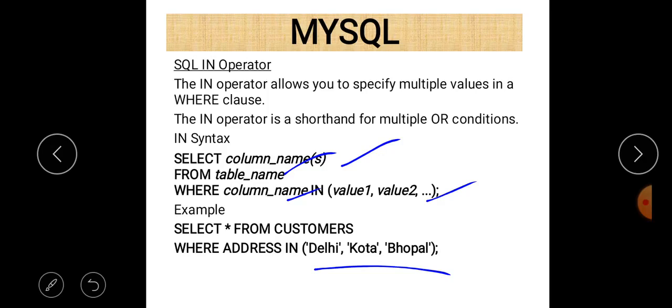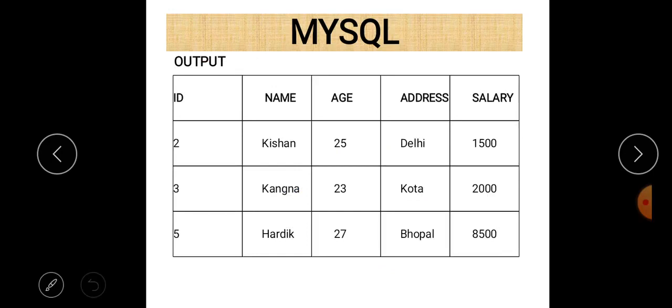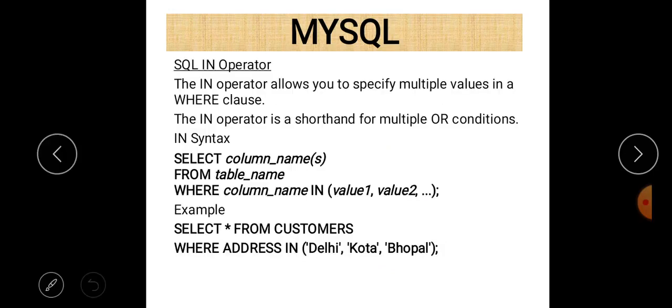So we use the IN operator to select a value out of a group or pool of values. After IN we give a group of values. In this case there are three values: Delhi, Kota and Bhopal. So we select only those rows which belong to Delhi, Kota or Bhopal. The advantage of the IN operator is that it reduces our work as compared to the OR operator. Instead of writing separate conditions using OR, we just give the IN operator and provide a group of values.